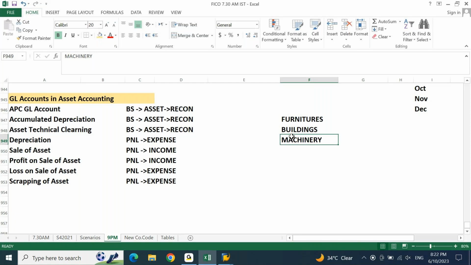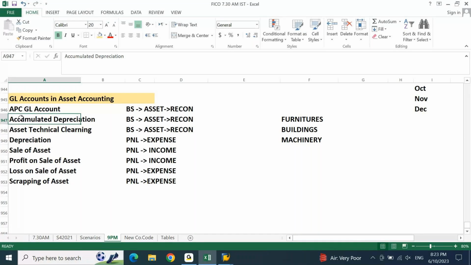Separate. You must have a separate GL account. So for the APC GL account, if you have three asset classes like this, you are going to create three GL accounts here: furnitures, buildings, machinery. Accumulated depreciation, is this a common account or a separate account? Separate. This will also be a separate account. In short, accumulated depreciation furniture, accumulated depreciation building, accumulated depreciation machinery, and so on.